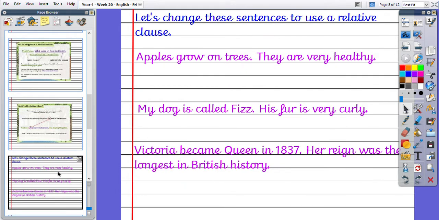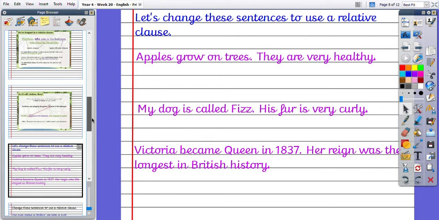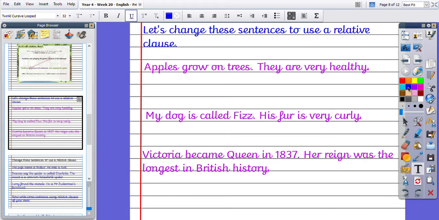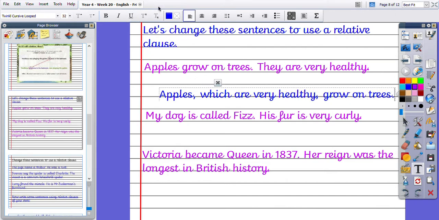So let's have a go ourselves. We've got some sentences here and we're going to change them to use relative clauses. So we've got apples grow on trees. They are very healthy. Okay, so we would rewrite this as apples, which are very healthy, grow on trees.